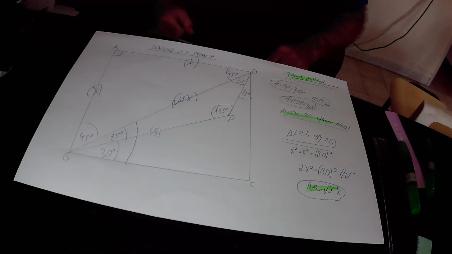So in all three methods, we came to this result that the area of this square ABCD is equal to 25 square units in its size.